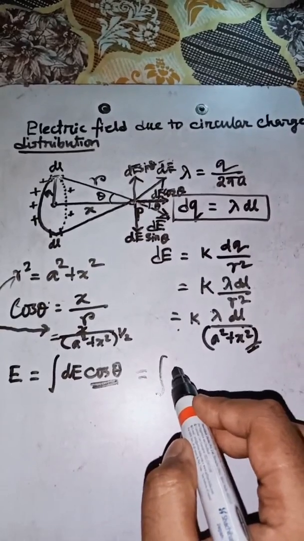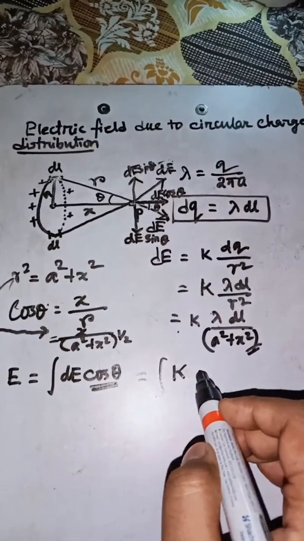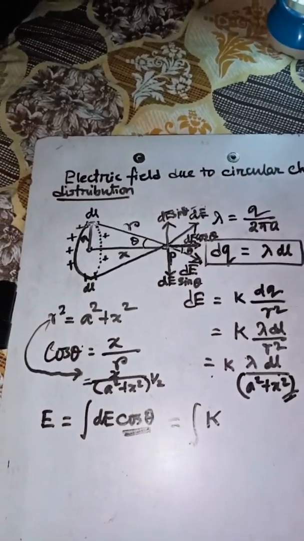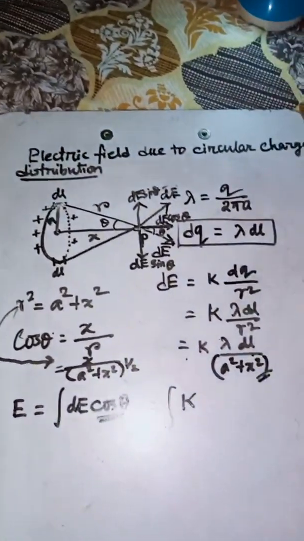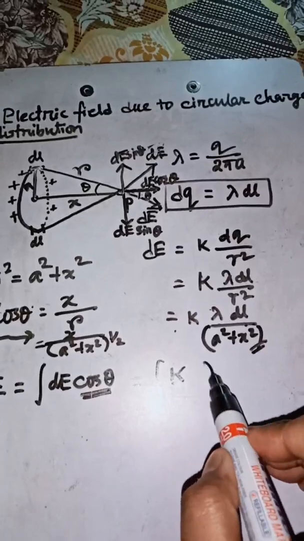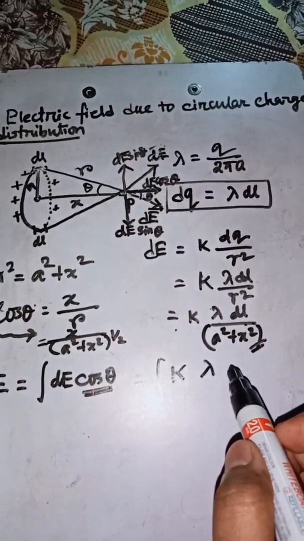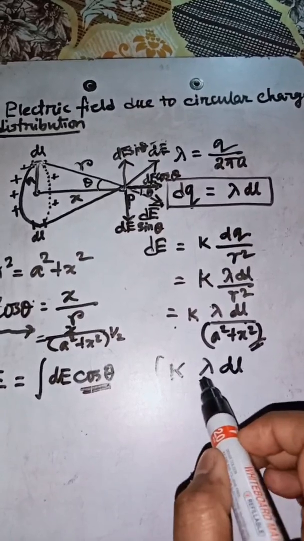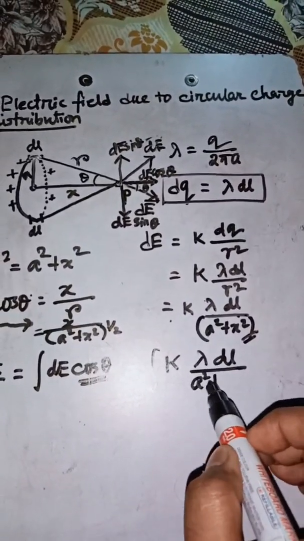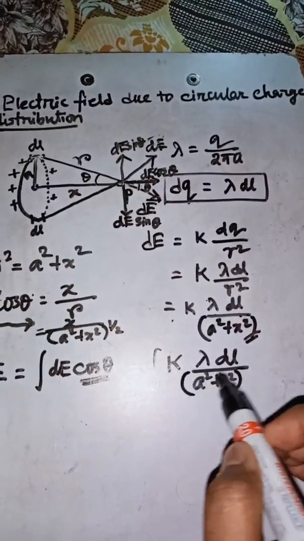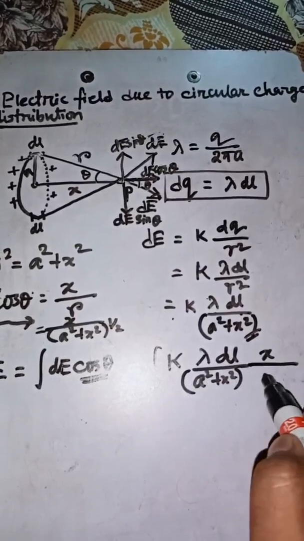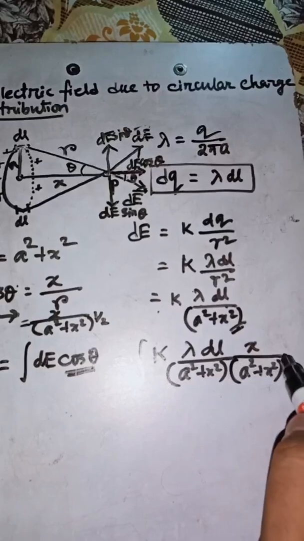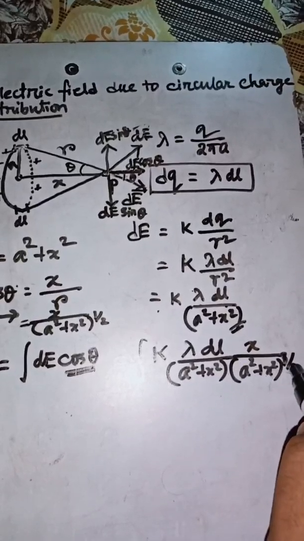So now put this cos theta and dE here, you will get integration of k lambda dl by a square plus x square into x by a square plus x square whole to the power half.